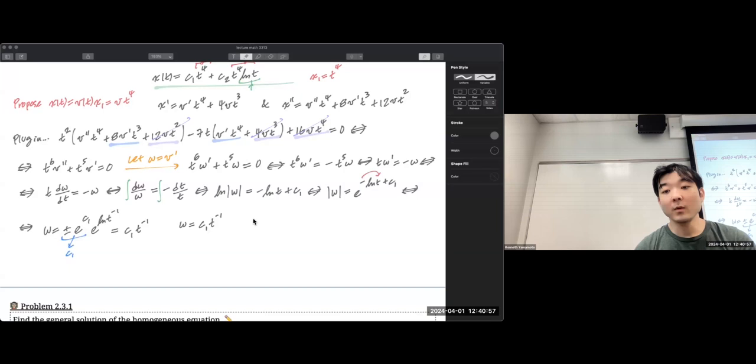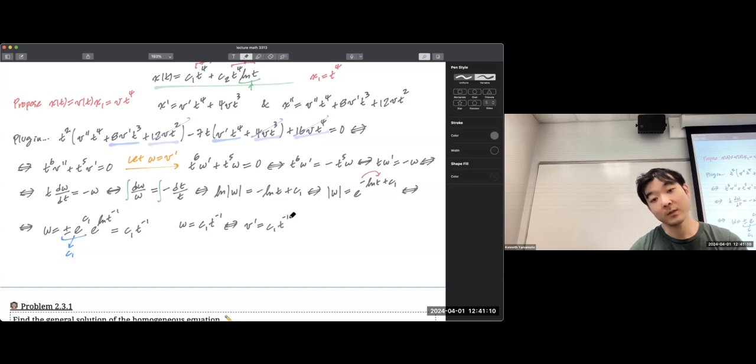And now we need to find v. So this means that we remember w is v prime. So v prime is equal to C1 t to the -1. Okay, so now I just need to take the integral of this. So what's the v if we know that this is our v prime? We'll take the antiderivative because we want to find v. What's the antiderivative of t to the -1? ln, right? So it's going to be C1 ln of t.